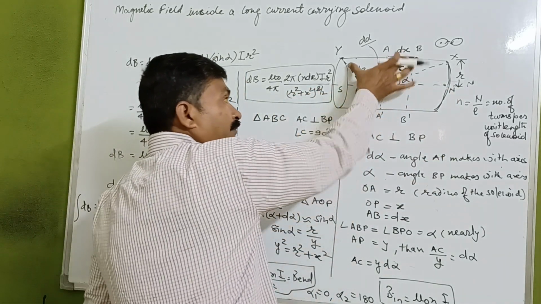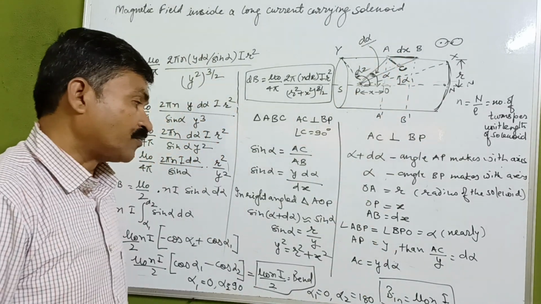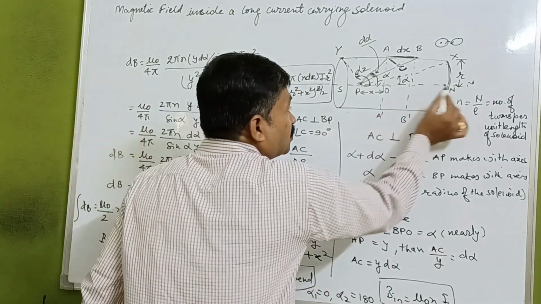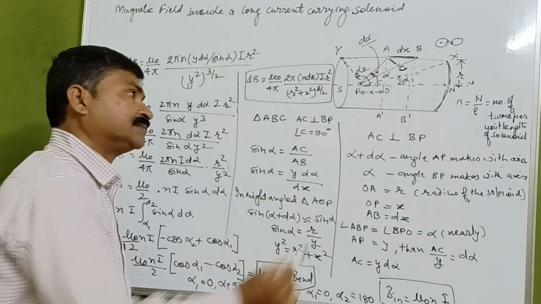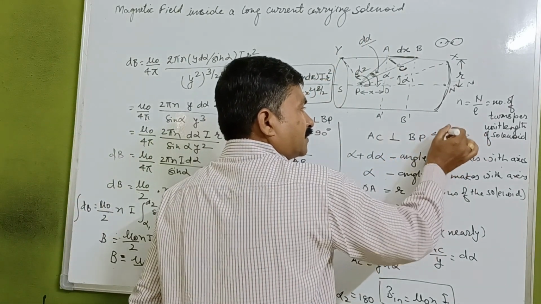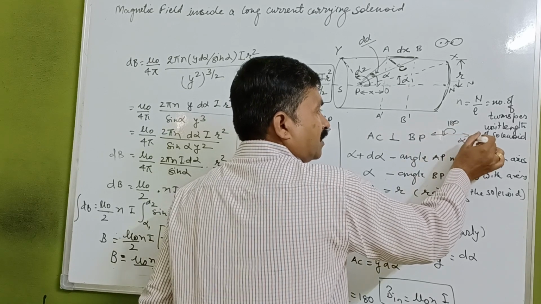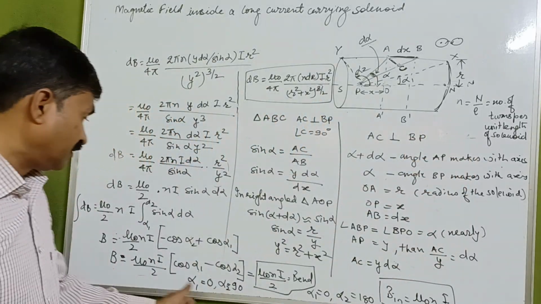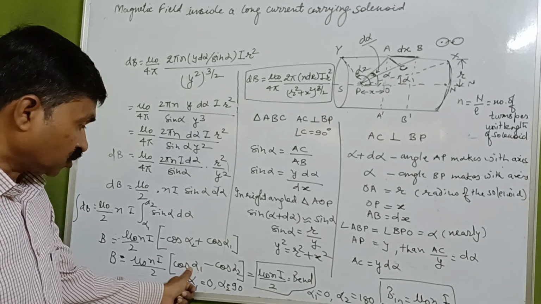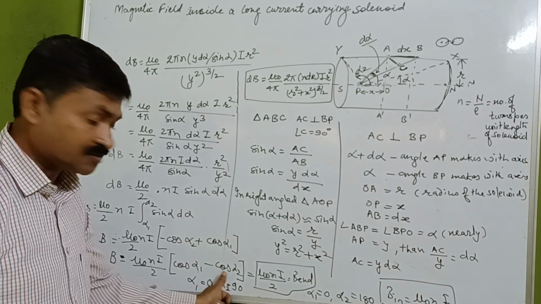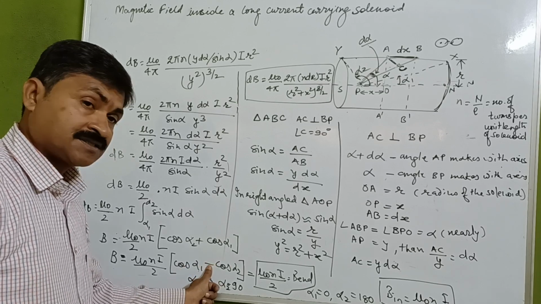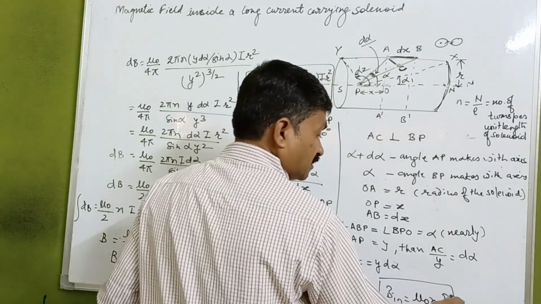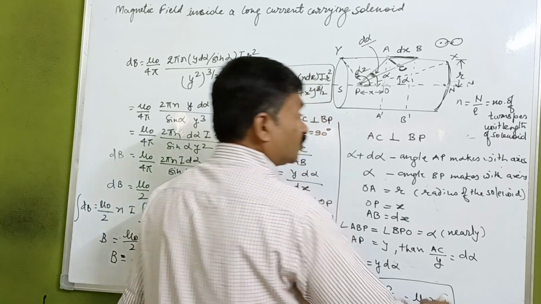Now in between, that is, inside, the magnetic field. To know the magnetic field inside, we substitute alpha 1 equals 0 and alpha 2 equal to 180 degrees, which means this angle is 180 degrees. So we will have cos 0 is 1 and cos 180 is minus 1. So minus 1, minus 1 gives plus 1, that is 1 plus 1, 2. This 2 will cancel out, and inside we will have the magnetic field mu naught into n into I.